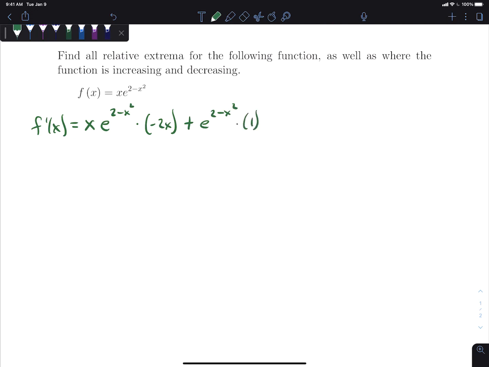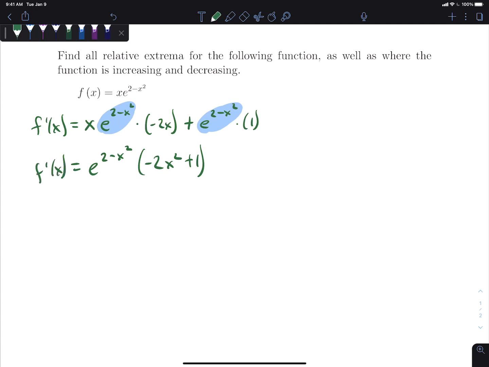just 1. Now notice that there is a common factor of e to the 2 minus x squared in both of those. So it's going to give me e to the 2 minus x squared times what's left over. Well, we have an x and a negative 2x multiply to give you negative 2x squared. And then plus 1 at the end. Good deal.